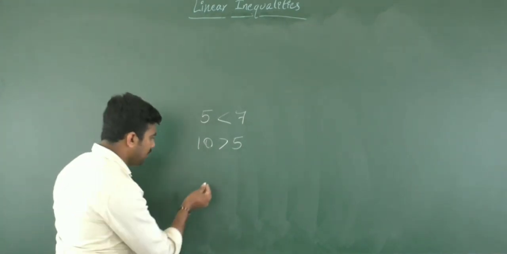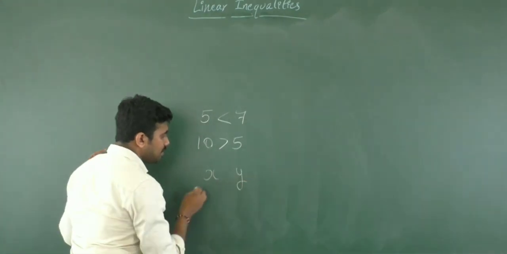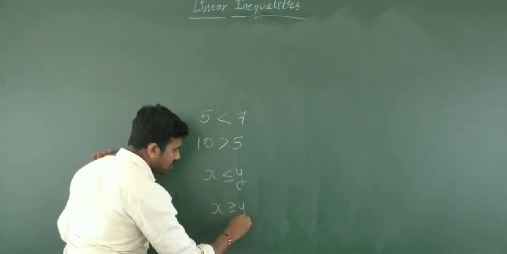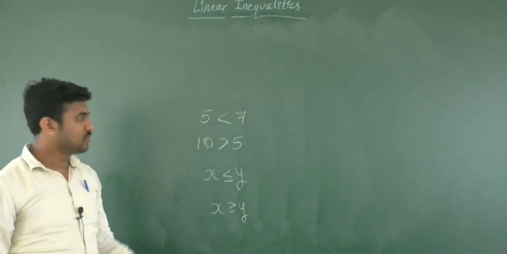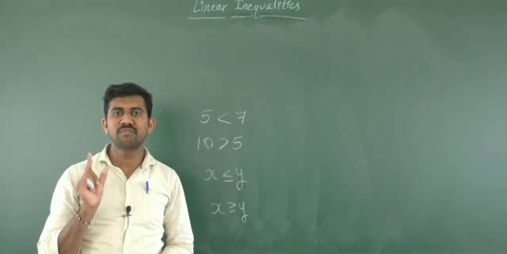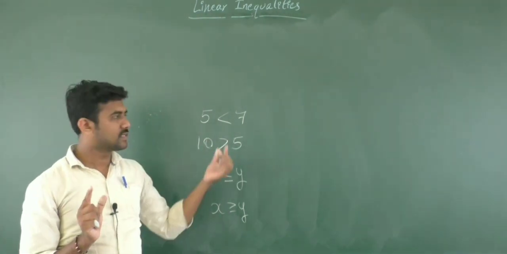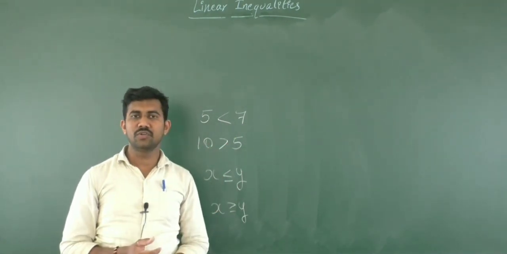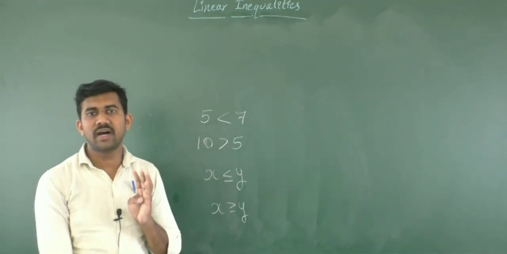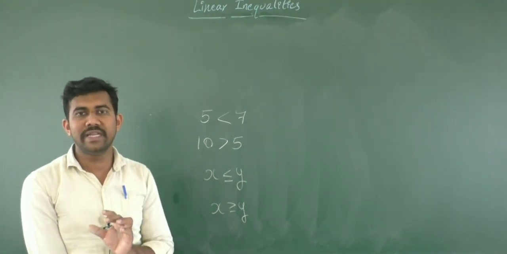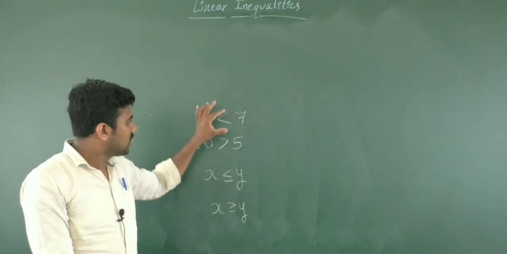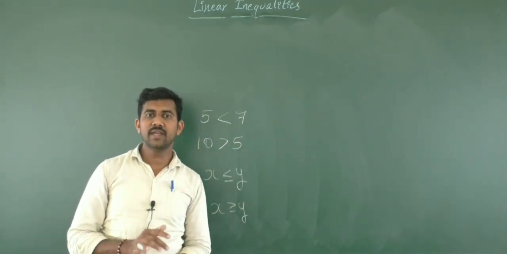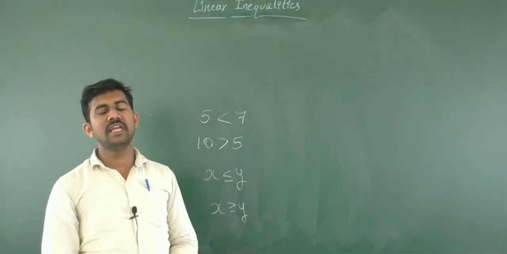Similarly, if you consider x and y, x may be either less than or equal to y, or it may be greater than or equal to y. So here we can observe we use four different symbols: less than, greater than, less than or equal to, greater than or equal to. Those four are the symbols of inequality. So they are not an equation, they are an inequation. We can give many examples from real life.